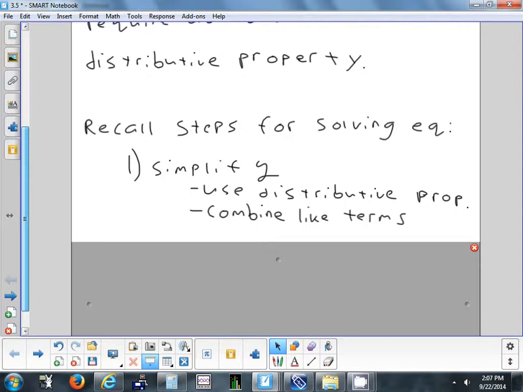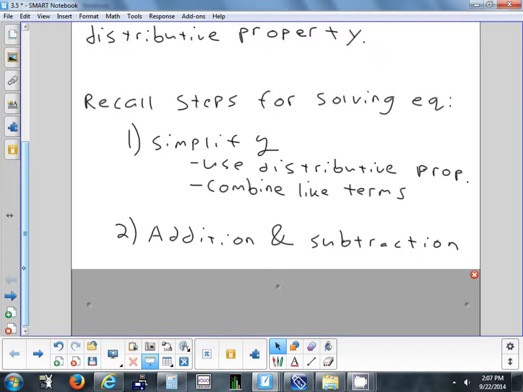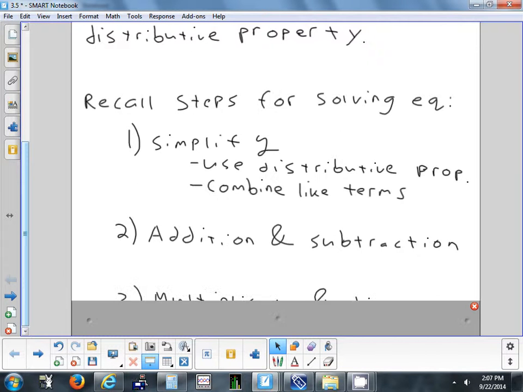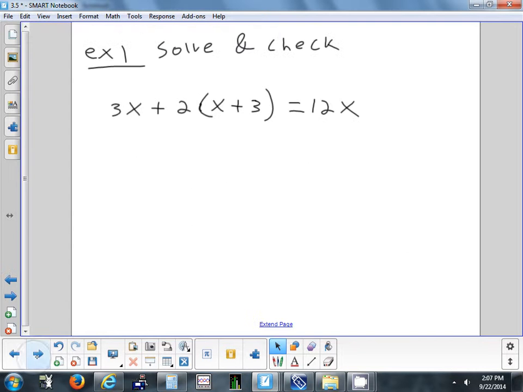Simplify. Okay, under simplify, you always do these 2 steps in this order. Distributive property first, then combine like terms. This is going to be the first time you've done distributive property. After you've simplified, then we do our adding and subtracting. Okay, and then we finish up with multiplying and dividing. Okay, so let's look at an example.